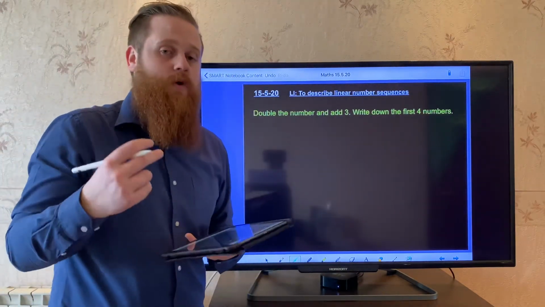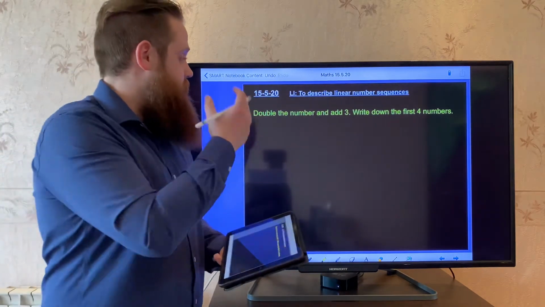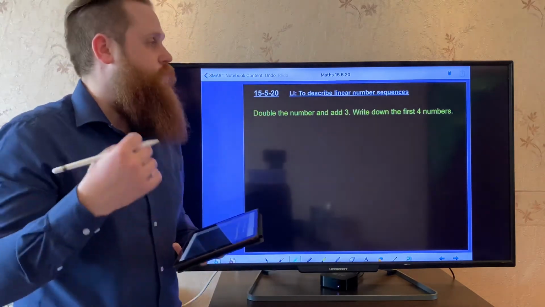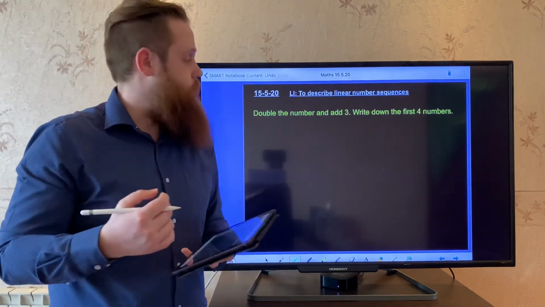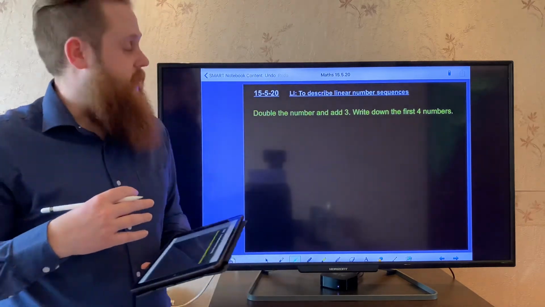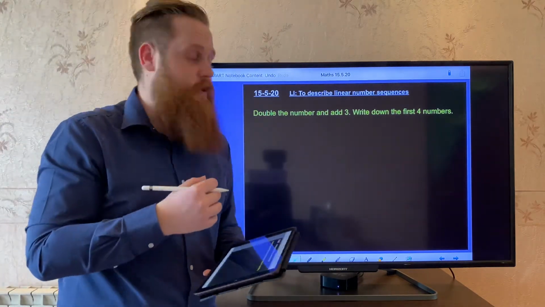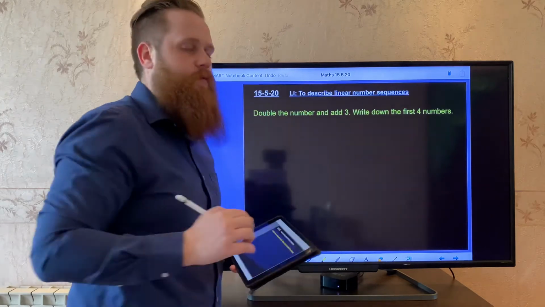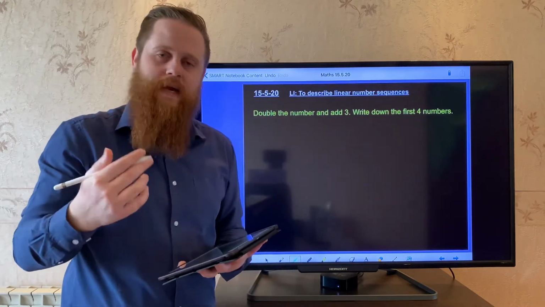Now, a slightly different question, but a similar type one, is this. Double the number and add 3, write down the first 4 numbers. Now, this is in your work today, okay? It's very straightforward, it's just what we've been doing. Double the number and add 3. Well, double the number, I'm timesing by 2.